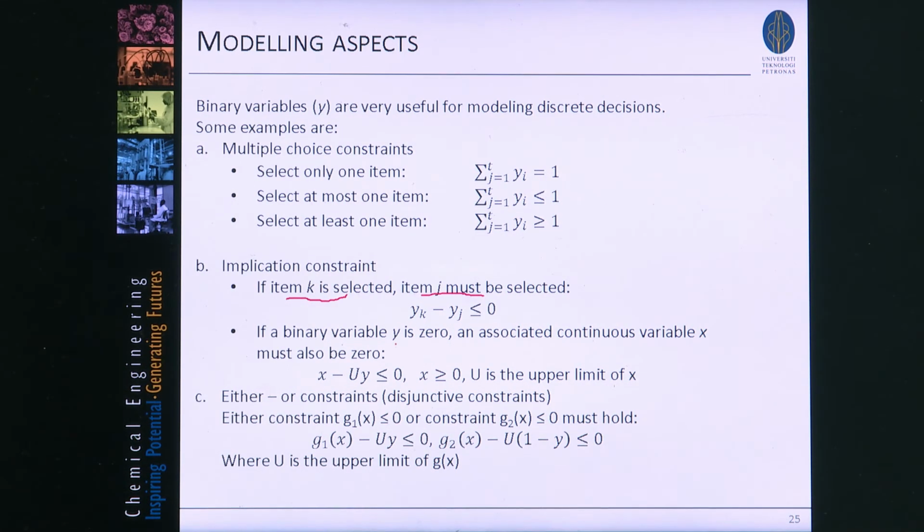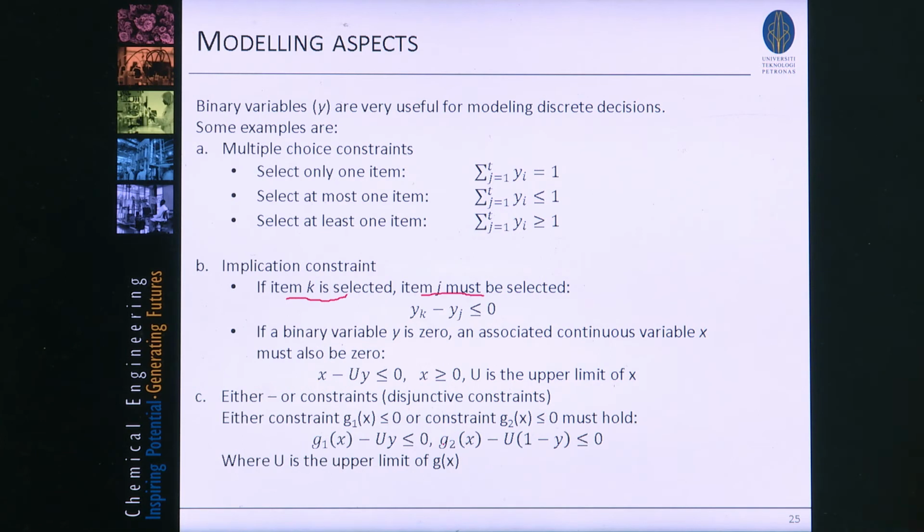If a binary variable y is 0, an associated continuous variable x must also be 0. In this case, we have seen this. So if y1 is 1, that means x has to be a number. But if y equals 0, that means x has to be 0 as well.